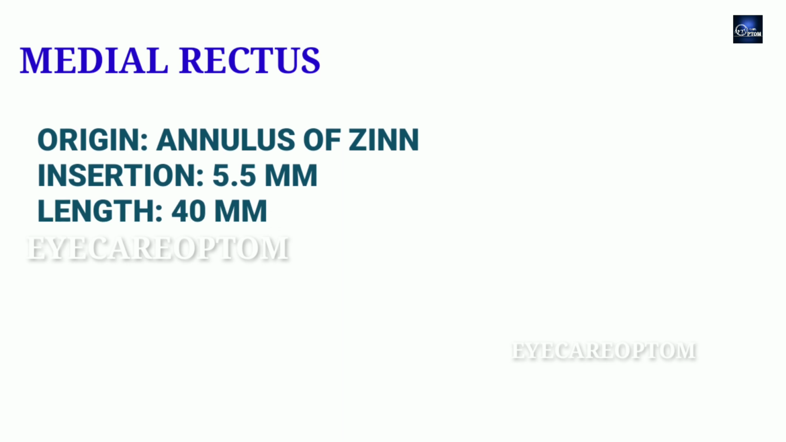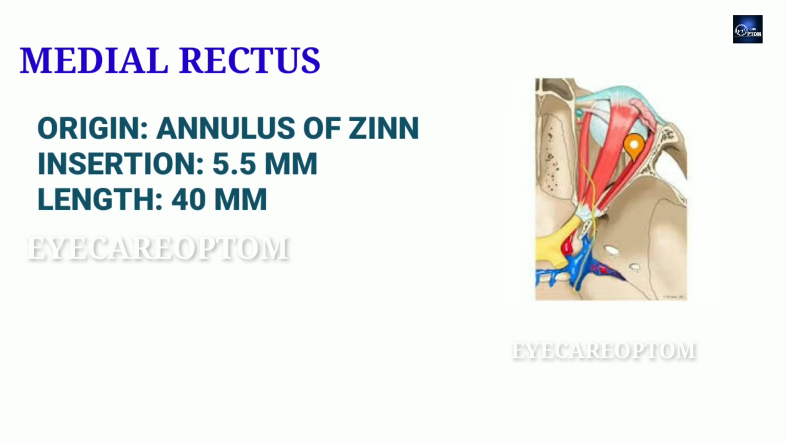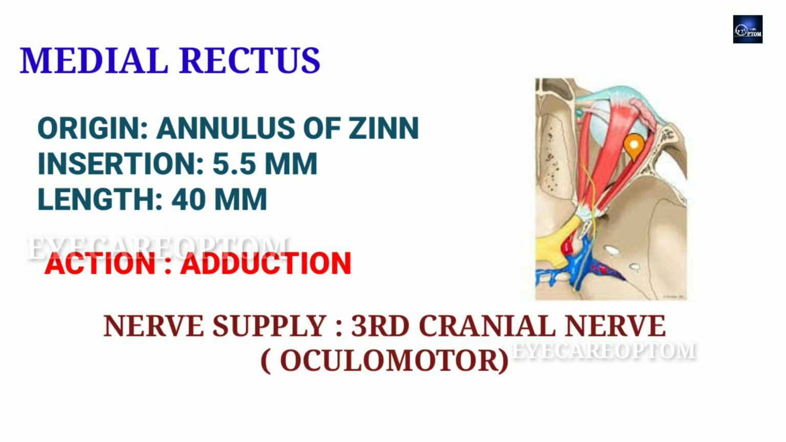Medial rectus muscle originates from the medial part of the annulus of Zinn and inserts into the sclera approximately 5.5 mm from the limbus. The total length of this muscle is 40 mm. Action of this medial rectus muscle is adduction. And this is innervated by the third cranial nerve, which is the oculomotor nerve.